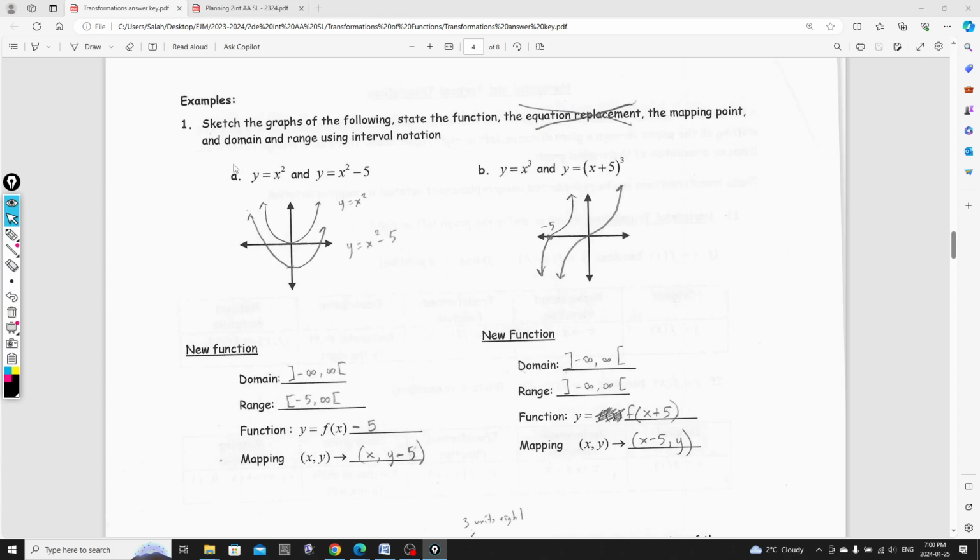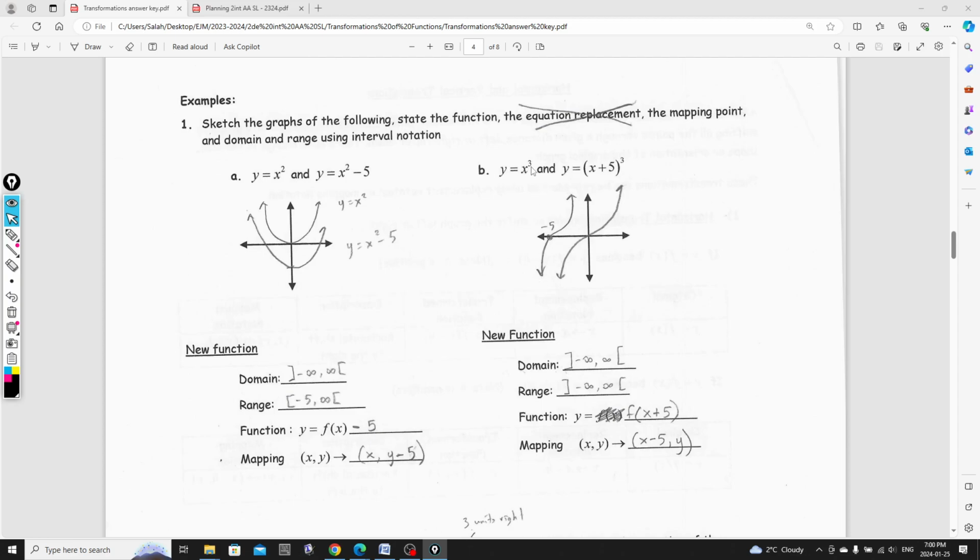In this first example right here, sketch the graphs of the following. State the function, the equation replacement, the mapping notation, and domain and range using interval notation. Well, that's kind of just what I had on Desmos here. You've got y equals x squared, and then y equals x squared minus 5. We've just seen that when you've got a number outside like this, away from the x squared, consider the x squared as f of x. So this is f of x, close brackets, minus 5. That means the function is shifting down 5 units, and that's what you get here.